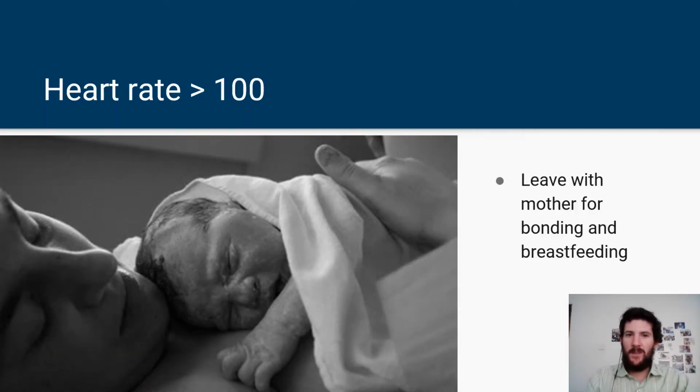So let's put ourselves in this situation. After 1 minute, after the baby is born, we have 1 minute. In this minute, we do the 5 important things: aspiration, stimulation, opening of the airway, measure the heart rate, and warm, all of that. And then after 1 minute, we check the heart rate. And the heart rate is up to 100. What do we have to do? We leave the baby with the mother for bonding and breastfeeding, because the adaptation of the baby is going well and it doesn't need further resuscitation.